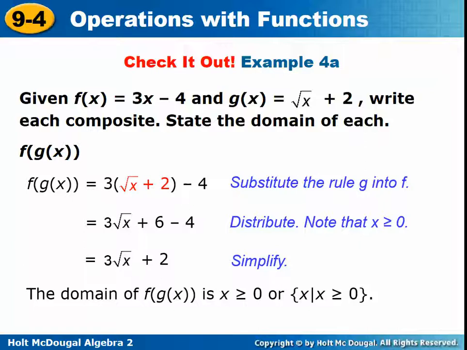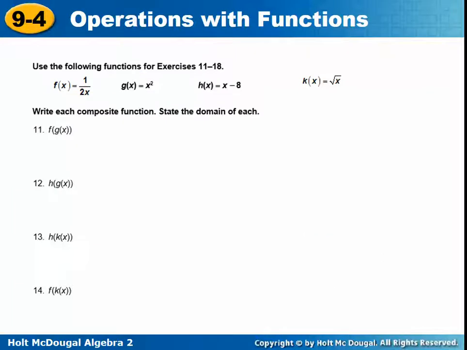So all we did for this one is we took what was our g of x, and we plugged that in every time we saw an x, and then we simplified. The domain needs to be positive numbers because the square root of x needs to be a positive number to make this be valid, defined.